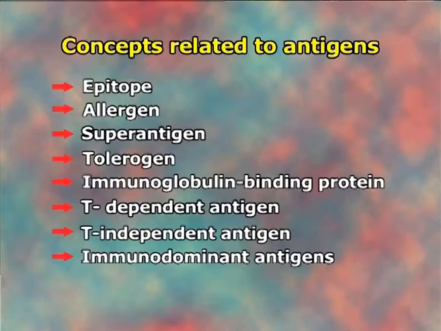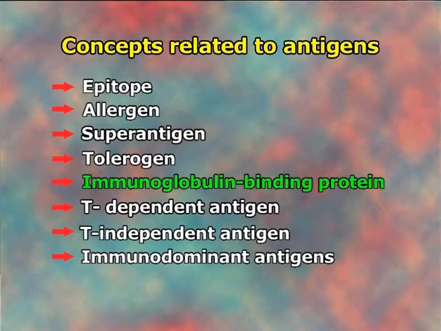Superantigen. A class of antigens that cause non-specific activation of T cells, resulting in polyclonal T cell activation and massive cytokine release. Tolerogen. A substance that invokes a specific immune non-responsiveness due to its molecular form. If its molecular form is changed, a tolerogen can become an immunogen.